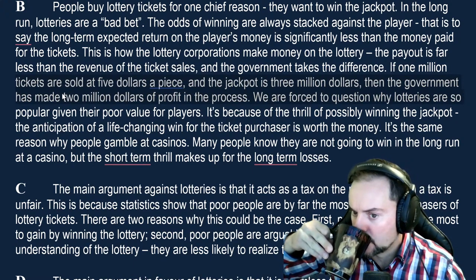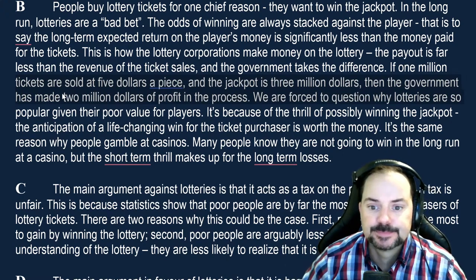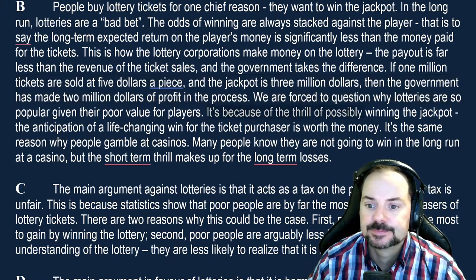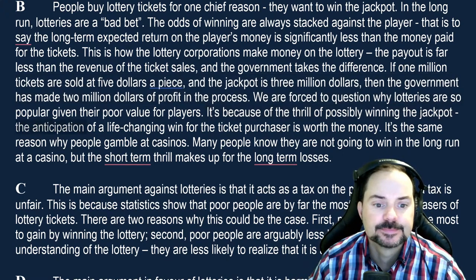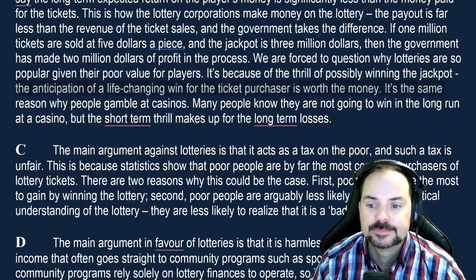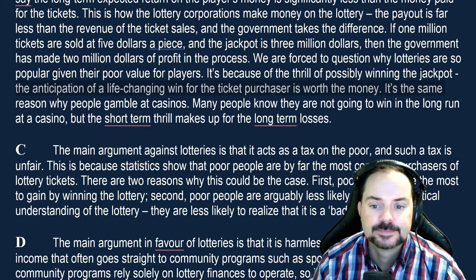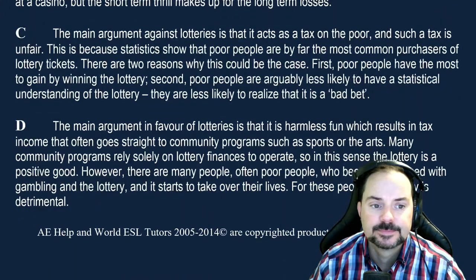We are forced to question why lotteries are so popular, given their poor value for players. It's because of the thrill of possibly winning the jackpot. The anticipation of a life-changing win for the ticket purchaser is worth the money. It's the same reason why people gamble at casinos. Many people know they are not going to win in the long run at a casino, but the short-term thrill makes up for the long-term losses.